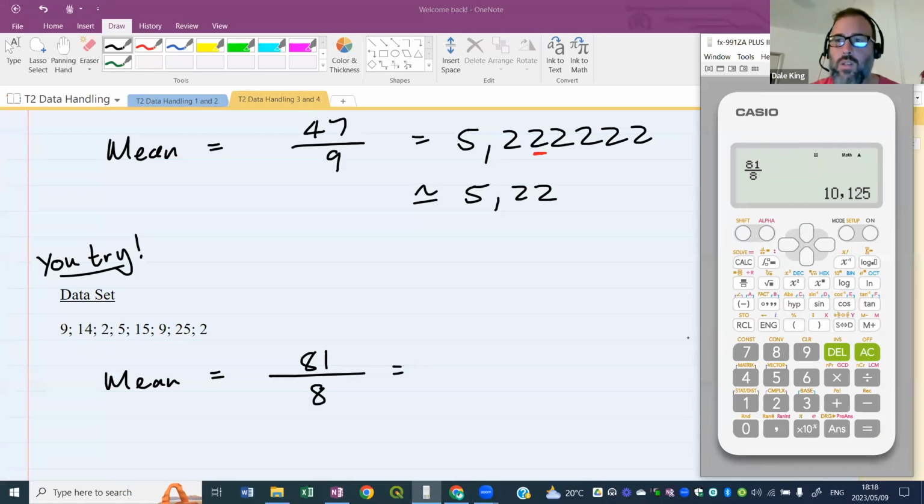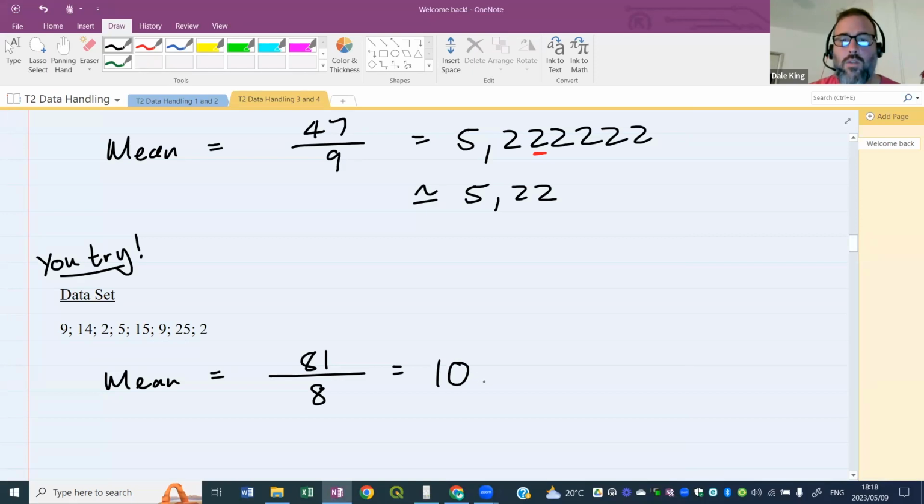That's why I saw 10.125. So 10.125. But we were always rounding off to 2 decimal places. So that 2, will it change? Yes, it will. So that's going to become 10.13. All right. Good job. Well done.